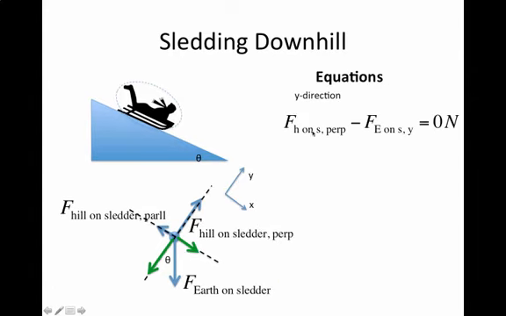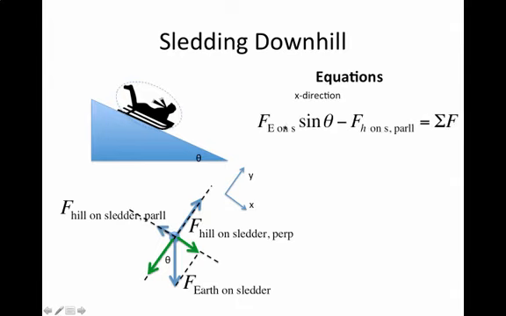All right, so in my y direction, we said that these two forces were going to balance, which I've written here. Notice that this is my y component of the earth on the sled. In the y direction, I also know that this component, since this angle is theta, is just going to be my earth on the sled times the cosine of theta. In the x direction, I add these forces together. I take my x component of the earth on the sled, which is my green arrow right here, and I subtract from it the hill on the sled in the parallel direction.